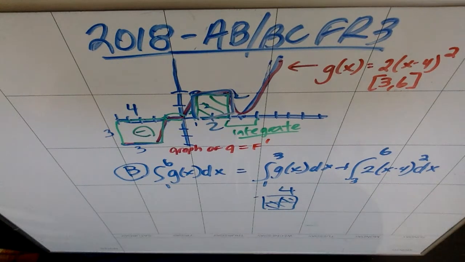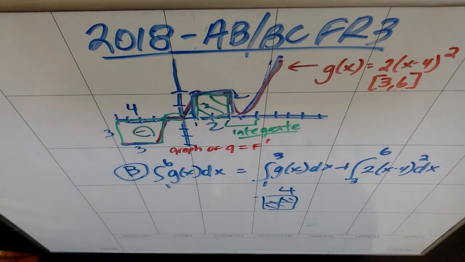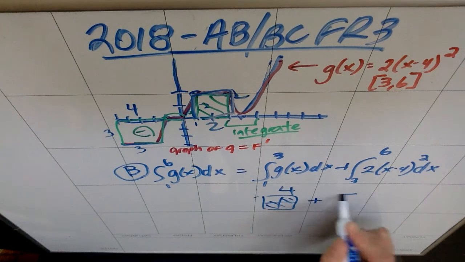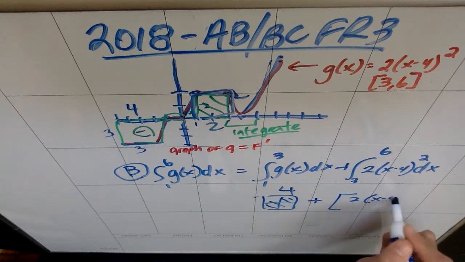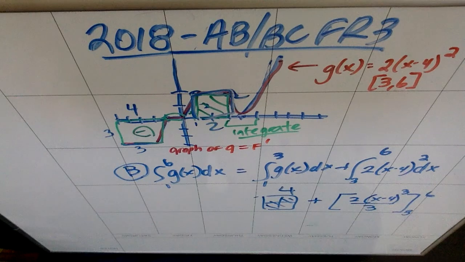So you can do this u substitution essentially in your head. This is like a 2u squared. So when you up the power by 1, it would become 2u cubed divided by 3. So this is going to end up being 2u cubed divided by 3, evaluated from 3 to 6, right?